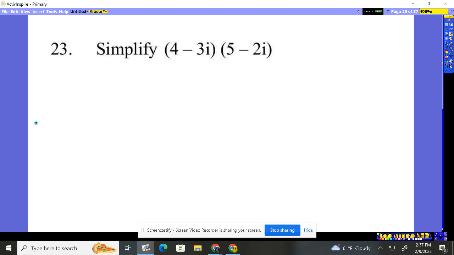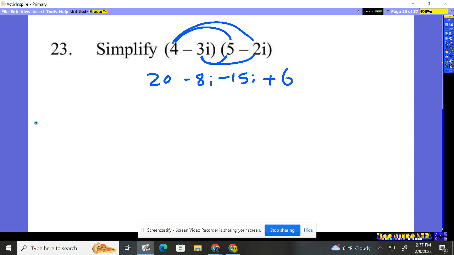23. Well, we have a binomial times binomial. So 4 times 5 is 20. 4 times negative 2i is minus 8i. Negative 3i times 5 is minus 15i. And then negative 3i times negative 2. Negative times negative is positive. 3 times 2 is 6. And we have an i times i, which is i squared. But what is i squared worth? It's worth a -1. So this plus a 6 really gets changed to a -6.